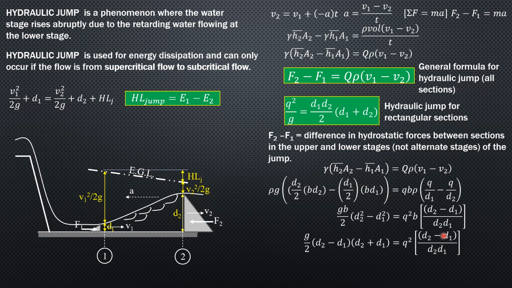Then we cancel out depth 2 minus depth 1, that common factor on the left and right side. And we have g over 2 times quantity depth 2 plus depth 1 equals Q squared over depth 2 depth 1. Then finally, we can form this equation. So Q squared over g equals depth 1 depth 2 over 2 times quantity depth 1 plus depth 2. So that's the formula, the hydraulic jump formula for rectangular sections.